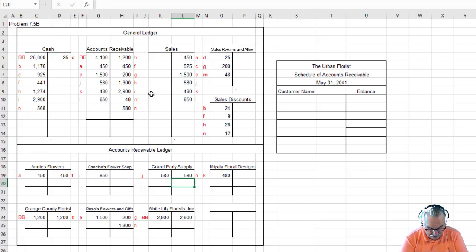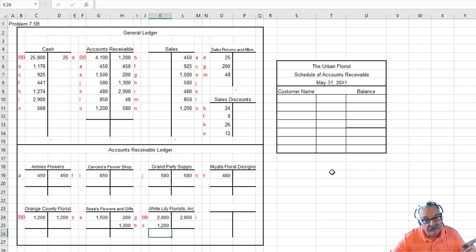And then the last transaction is transaction O, a debit to accounts receivable. This was one more sale for $1,200 to White Lily Florist. Debit accounts receivable, credit sales, and then we're going to post it to White Lily Florist for $1,200. And what we're going to do is now balance out the accounts receivable account, balance out the accounts receivable ledger accounts, and then prepare a schedule of accounts receivable.